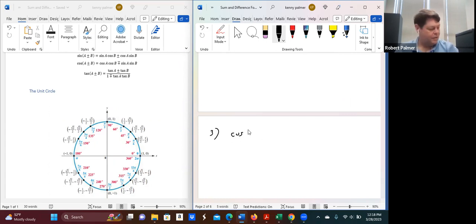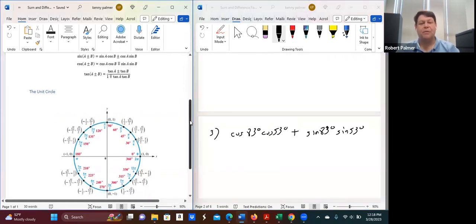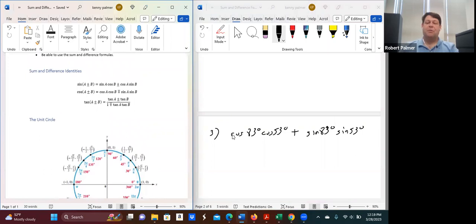cosine of 83 degrees times the cosine of 53 degrees plus the sine of 83 degrees times the sine of 53 degrees. Okay, so here we just practice with these identities. Let's see if we can match up what this is. So you have a cosine times a cosine, then plus a sine times a sine.